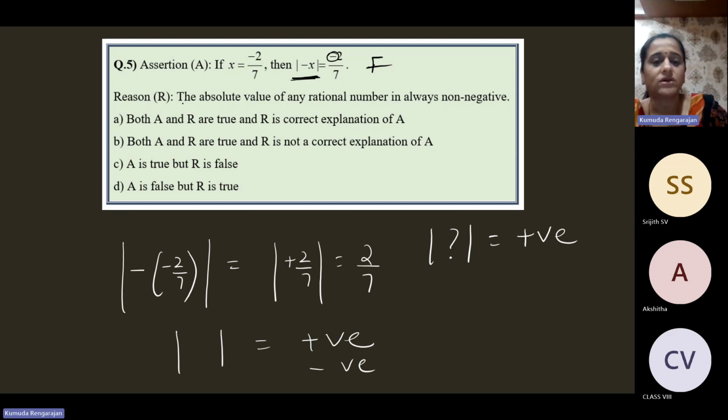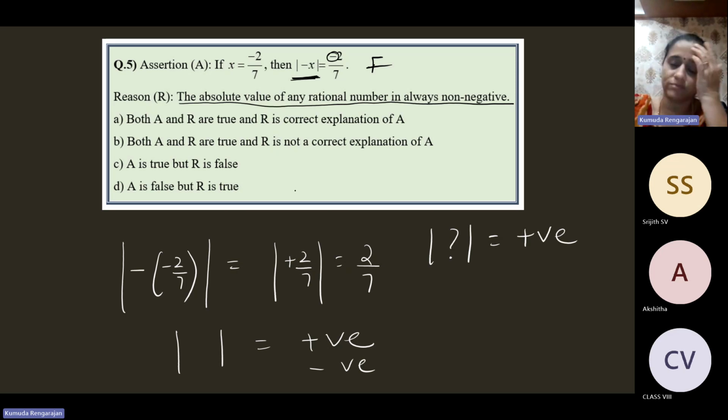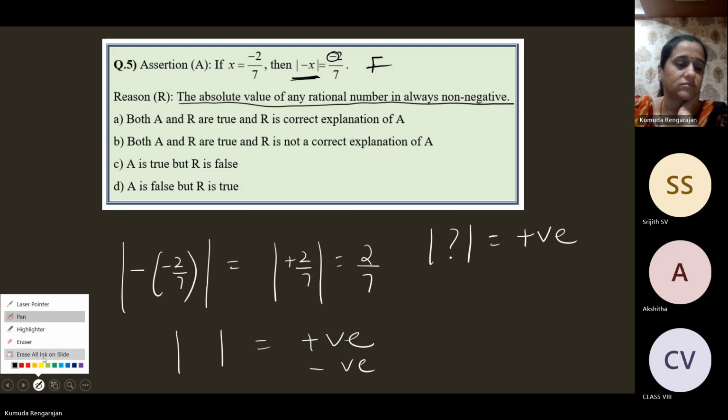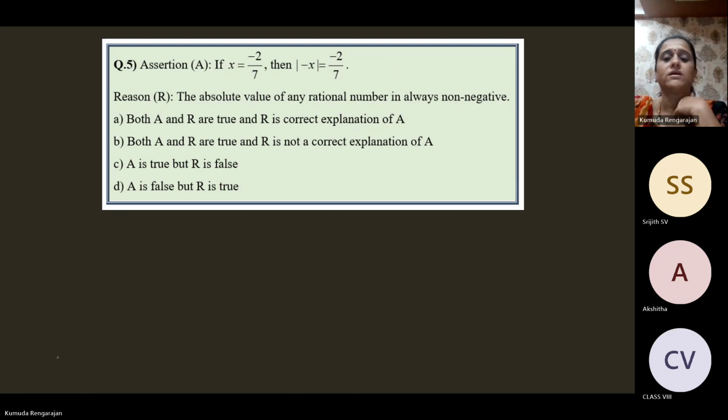The reason statement is: the absolute value of any rational number is always non-negative. True. The absolute value of any rational number is not negative, it's non-negative. Non-negative means 0 or positive. The meaning of the term non-negative is 0 or positive. You can just make a note of that. I'll share this with the answers, with the steps, so don't worry.